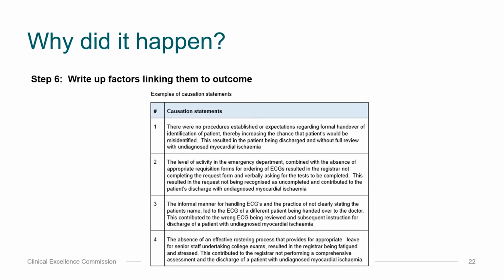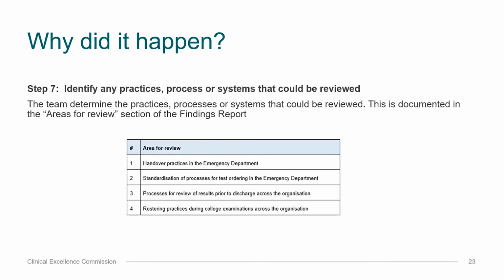So using that same example, a causation statement may read as follows. There were no procedures established or expectations regarding formal handover of identification of patients, thereby increasing the chance that patients would be misidentified. This resulted in the patient being discharged without full review with undiagnosed myocardial ischemia. The team then determined the practices, processes, or systems that need to be reviewed. So in this case, it's handover practices in the emergency department.